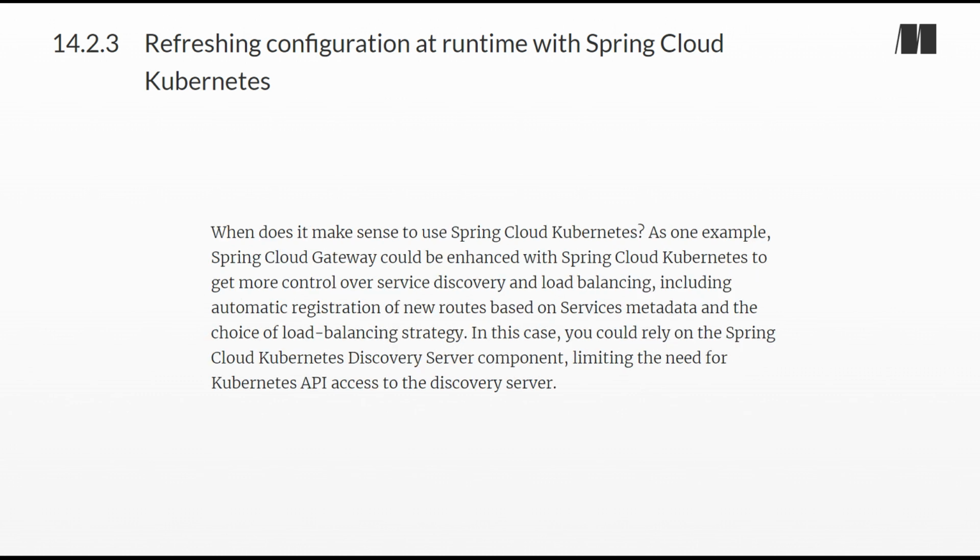When does it make sense to use Spring Cloud Kubernetes? As one example, Spring Cloud Gateway could be enhanced with Spring Cloud Kubernetes to get more control over service discovery and load balancing, including automatic registration of new routes based on services metadata and the choice of load balancing strategy. In this case, you could rely on the Spring Cloud Kubernetes Discovery Server component, limiting the need for Kubernetes API access to the Discovery Server.